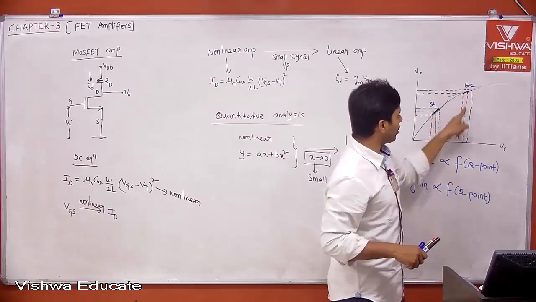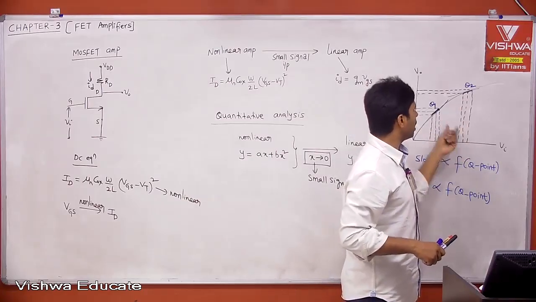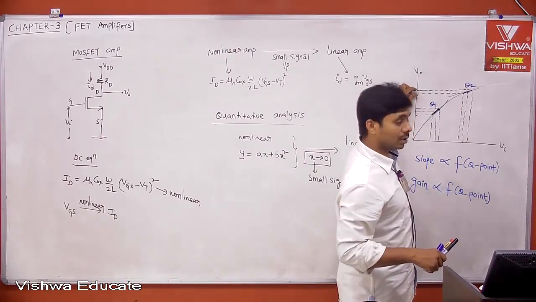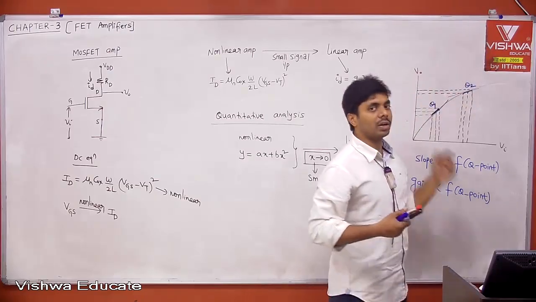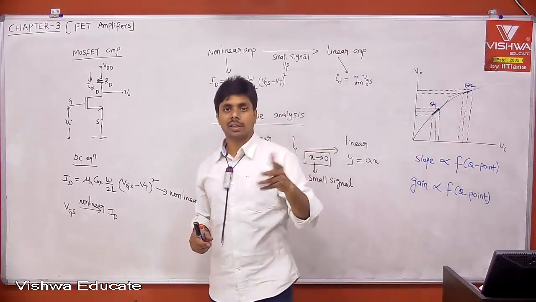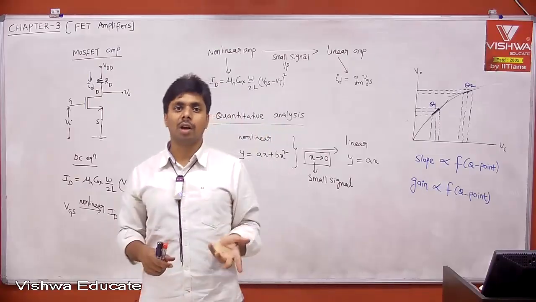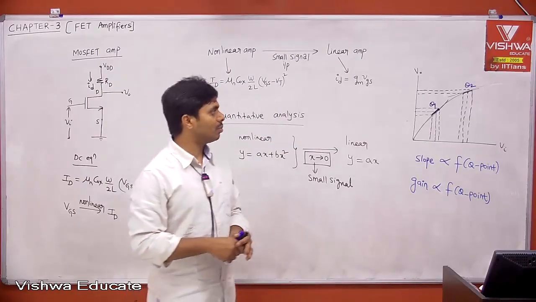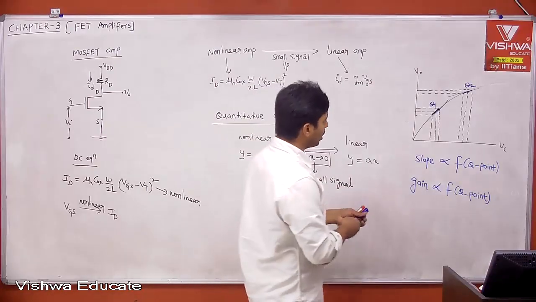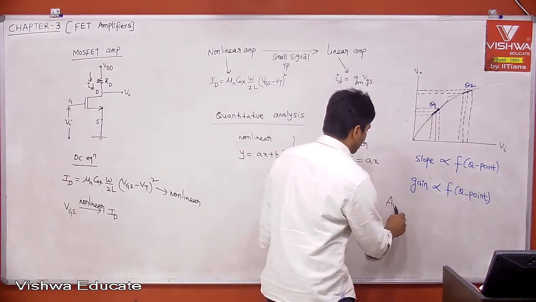Now, when I say this is my operating point, but I am giving the same small signal, I am not getting the same output. Why? Because the operating point is different, the slope is different, the gain is different. Therefore, the gain, an AC parameter, is depending on the operating point. Therefore, DC bias voltage.